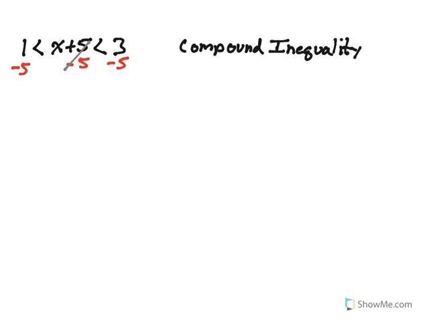Okay, so we're going to rewrite that. 1 minus 5 is minus 4. This leaves you with x. 3 minus 5 is minus 2. Okay. And then this is one of my inequality signs. X is less than negative 2. The other one is here.